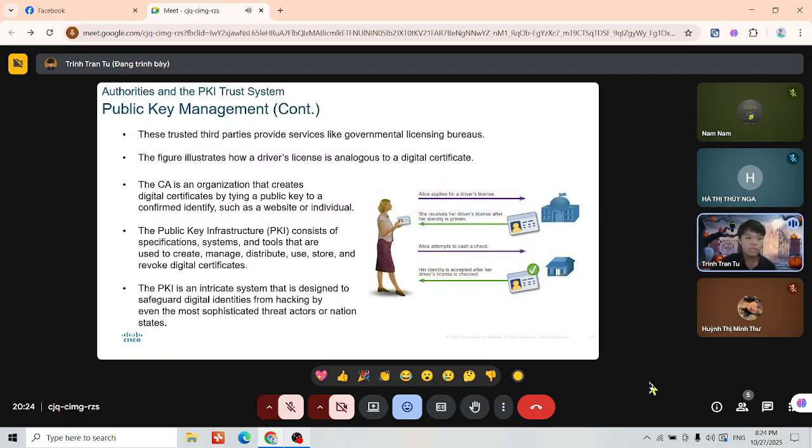2. The CA acts like a licensing authority, linking a public key to the owner's identity. PKI includes systems, tools, and processes for managing digital certificates. The goal is to protect digital identity from attack. You can think of the CA like a department of motor vehicles issuing driver licenses. When someone holds a license from the authority, others can trust that person's identity.